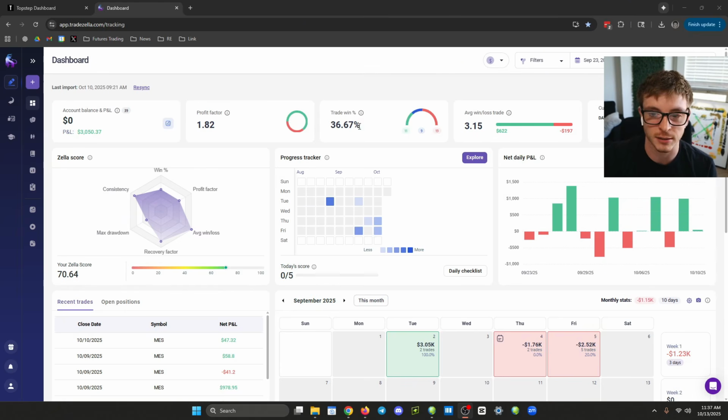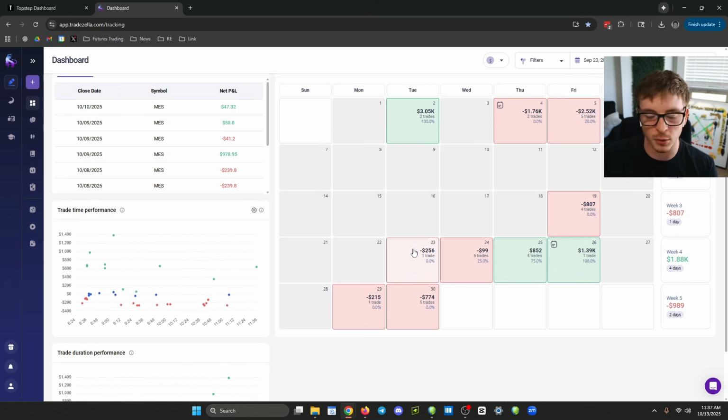I had a 37% win rate roughly, profit factor of 1.82, average risk to reward of 3.15. So these stats are not bad. They're not the best. On this account, I definitely made some mistakes. There were some trades that I took that I had no business taking. That only happened a few days, but it did set me back a little bit because I was risking a decent amount for an account.